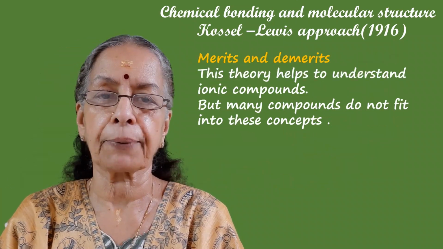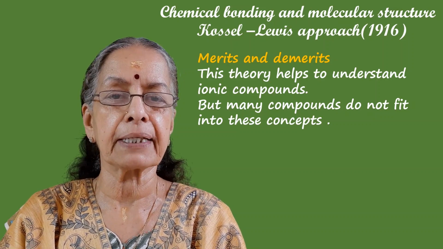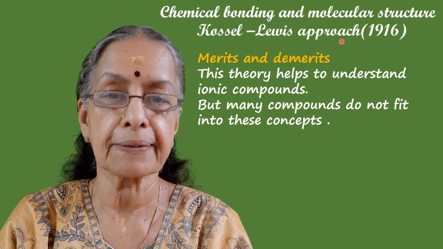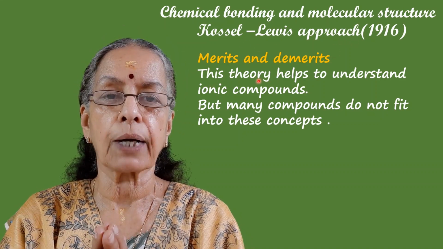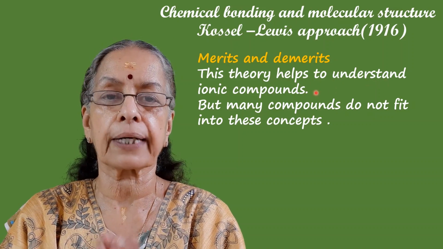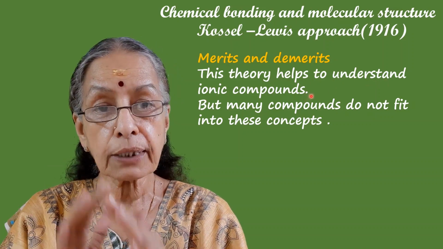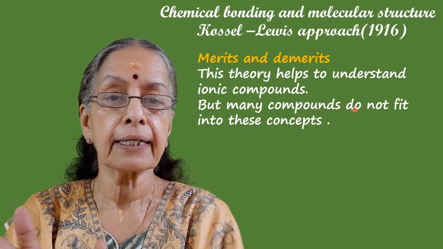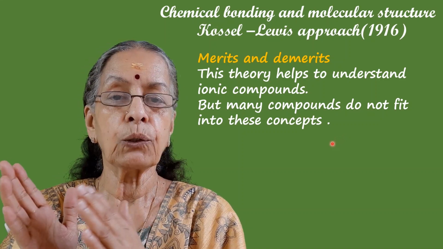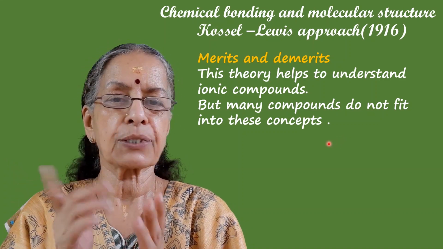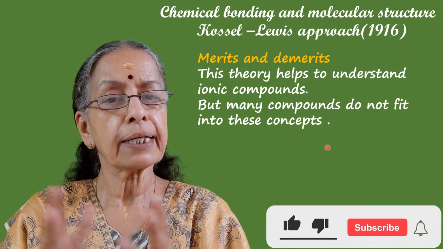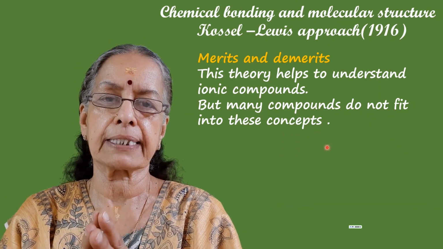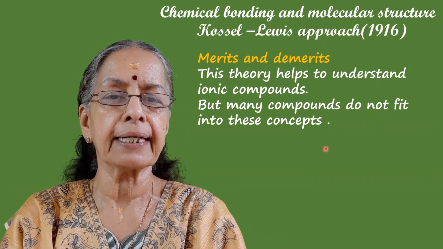Before we conclude this topic, we will just see the merit and demerit of this theory. That is the concept of Kossel-Lewis. The merit is that this theory helps to understand ionic compounds like sodium chloride, calcium chloride, etc. But all the various compounds that exist do not fit into the concepts given by Kossel and Lewis. That is the demerit. So it has one merit and one demerit. So, naturally, more scientists work on this and come forward with their own concepts. The next concept we will see in the next video.